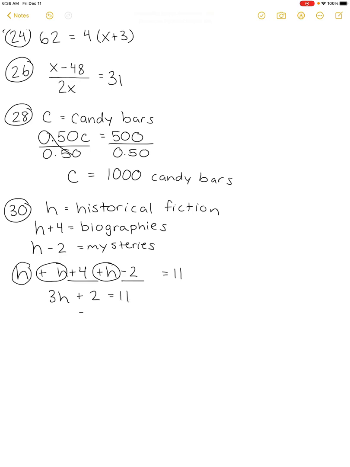I'm going to subtract 2 from both sides. And lastly, I'll divide by 3. So he read 3 historical fiction. 3 plus 4 is 7 biographies. And 3 minus 2 is 1 mystery.